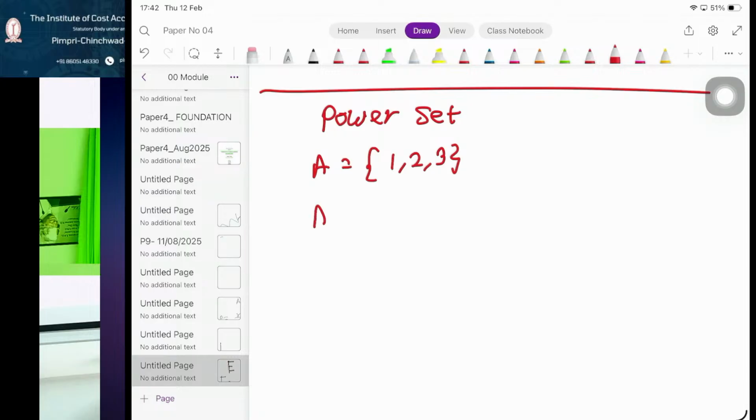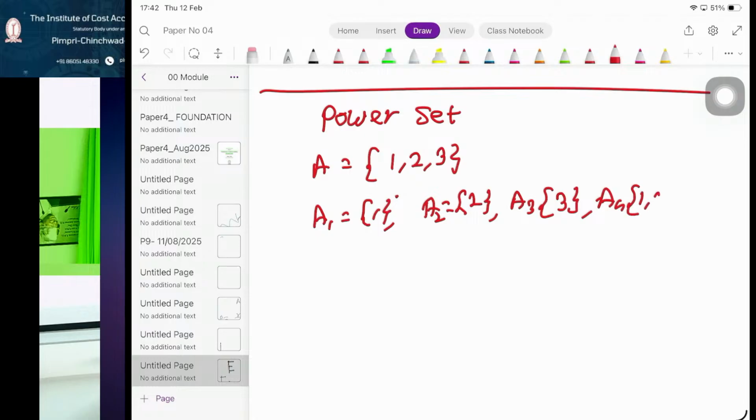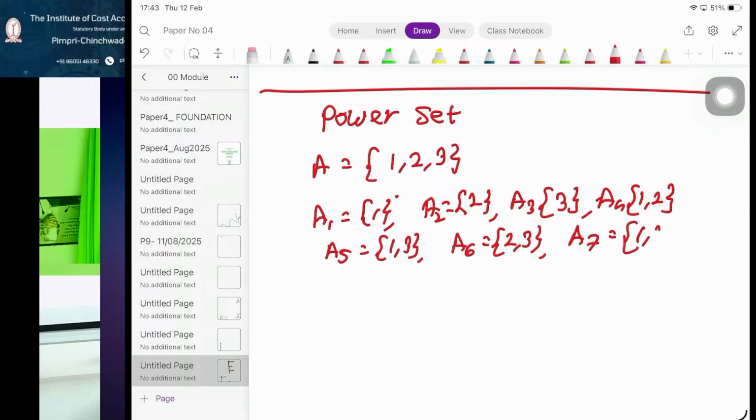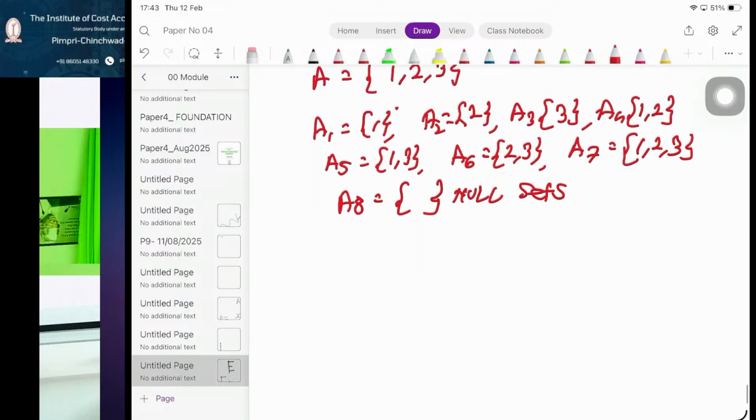एक सेट रहेगा. सपोज मैंने इसको A1 नाम दिया, उसमें एक एलिमेंट आएगा 1. A2 दिया, उसमें एक एलिमेंट आएगा 2. A3 दिया, उसमें एक एलिमेंट आएगा 3. A4 दिया, उसमें एलिमेंट आएगा 1, 2. सबसेट्स, I am writing down the subsets. A5 आएगा, उसमें एलिमेंट आएगा 1, 3. A6 आएगा, उसमें एलिमेंट आएगा 2, 3. A7 उसमें आएंगे सब एलिमेंट्स 1, 2, 3 और एक एक्स्ट्रा एलिमेंट आएगा जिसमें कुछ भी नहीं रहेगा, दैट इज नल सेट. तो how many number of subsets you are getting here?